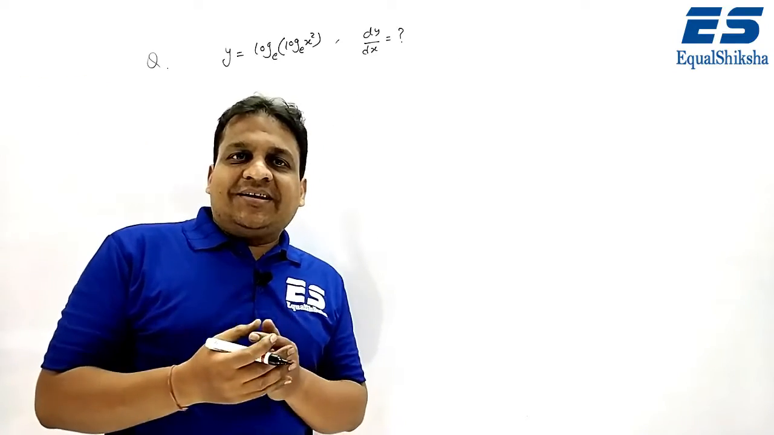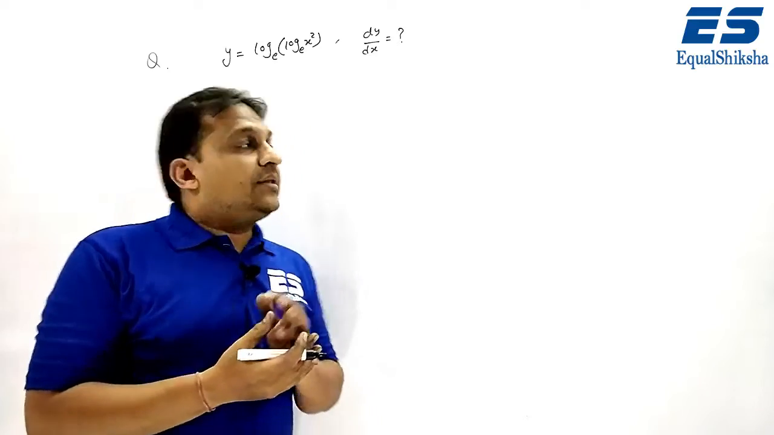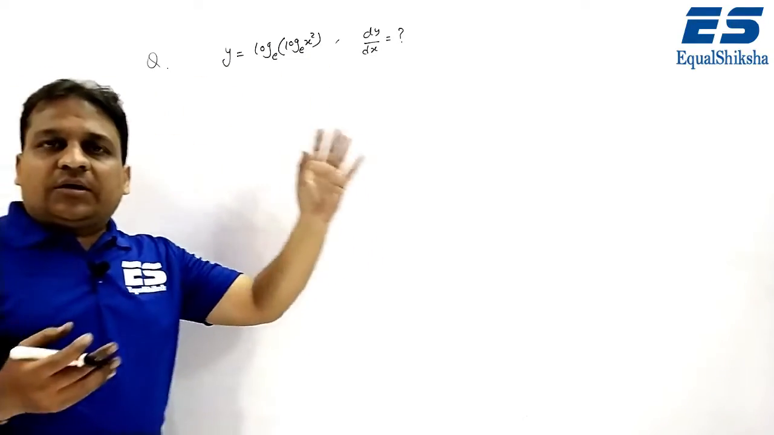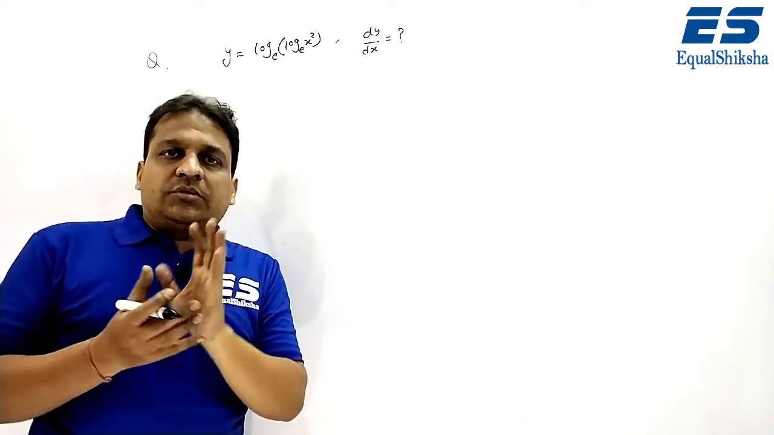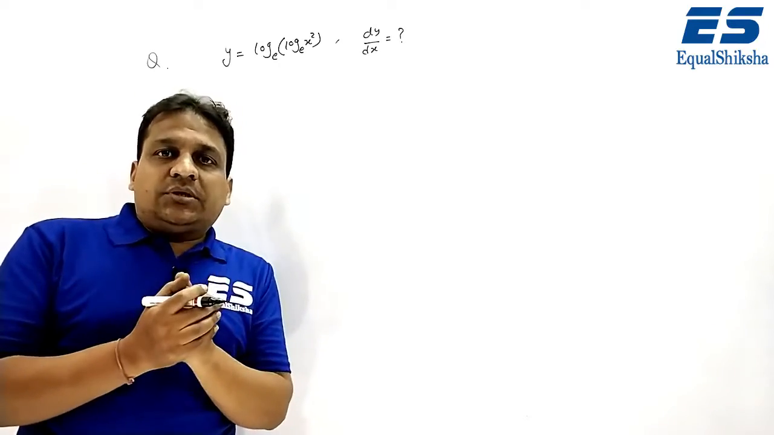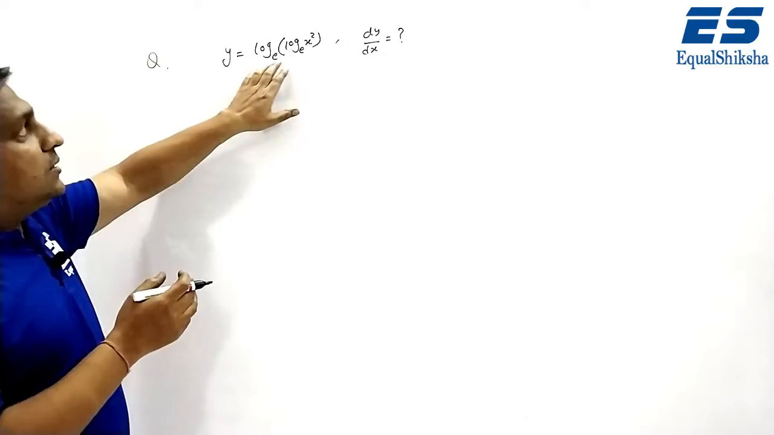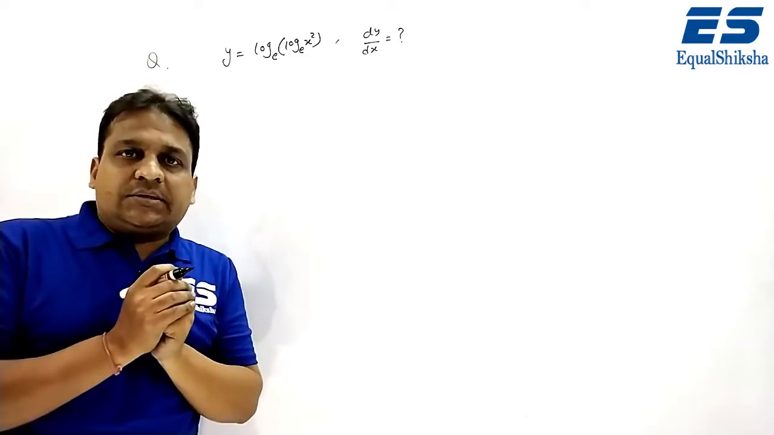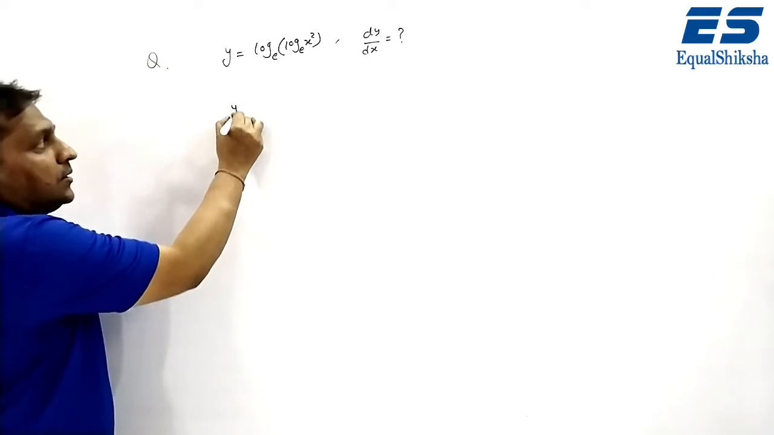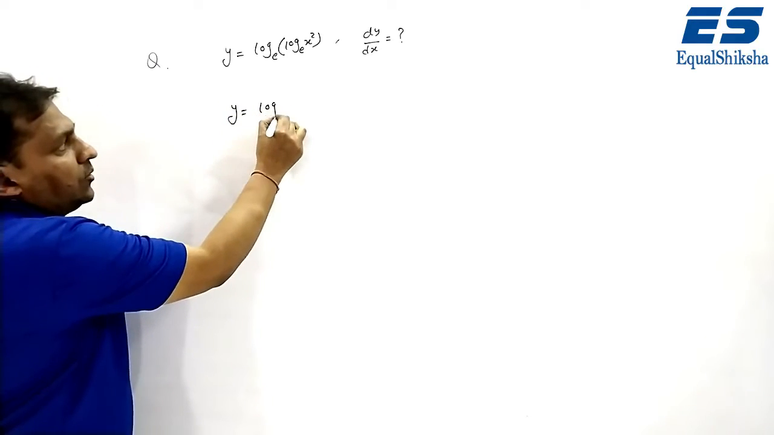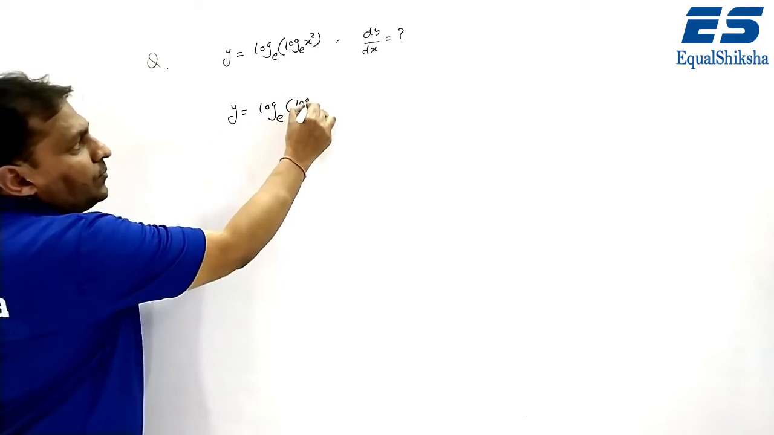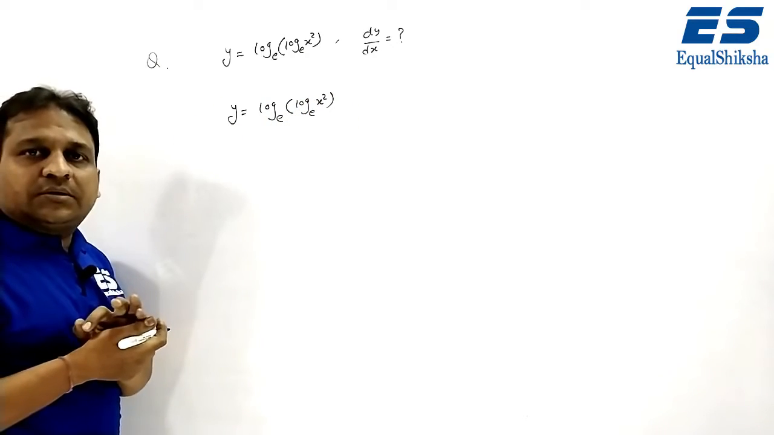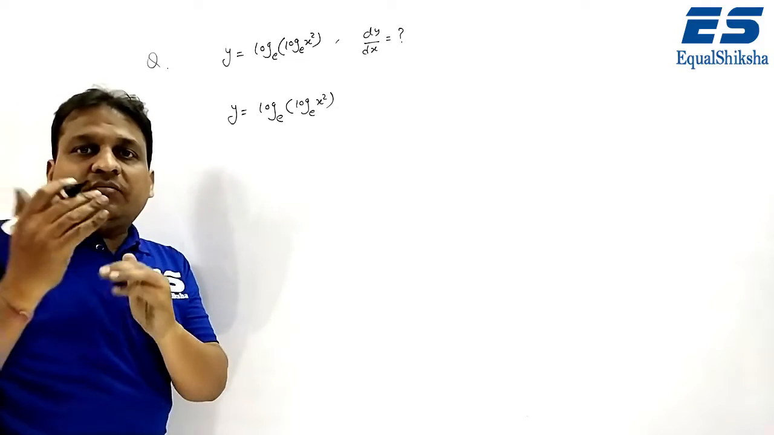Students, now we are doing one more question, and that is y equals log base e of x square, and we have to find dy by dx. First you have to check which type of question is given. Here there is a function of function, because log x is a standard function, but here what is given is log base e of x square. It means this is not a standard function. This is a function of function question.